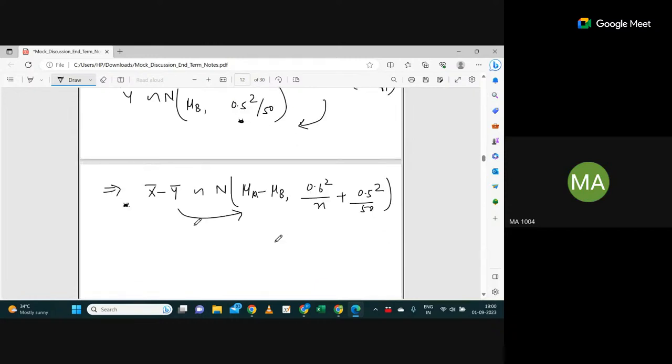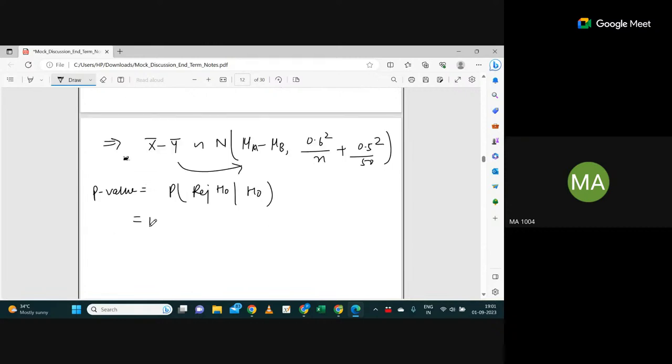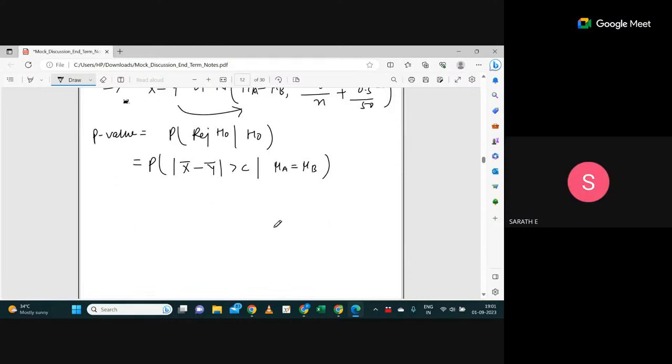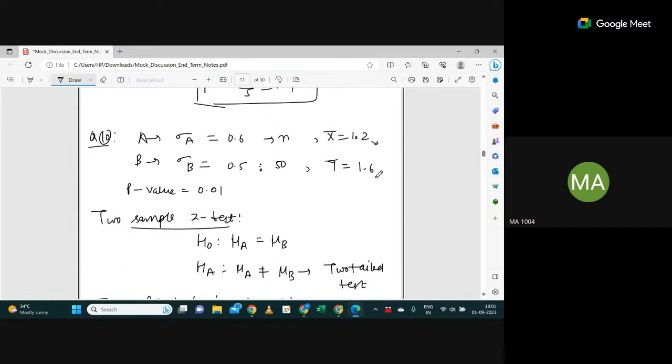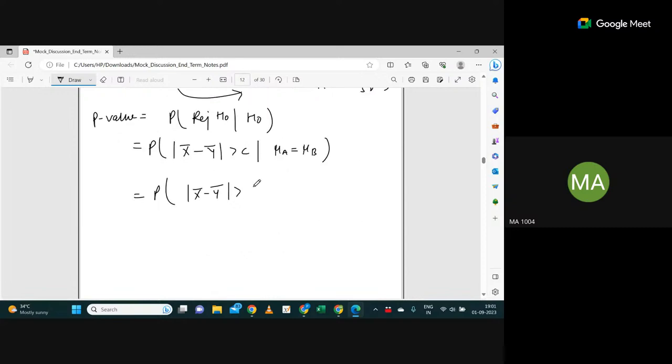Now, the p value we have been given is the probability of rejecting H naught when H naught is true. As it's a two-tailed test, we reject when mod of x bar minus y bar is greater than some c, given H naught: mu A equals mu B. And c is mod of 1.2 minus 1.6, which is 0.4, because x bar is given as 1.2 and y bar as 1.6.